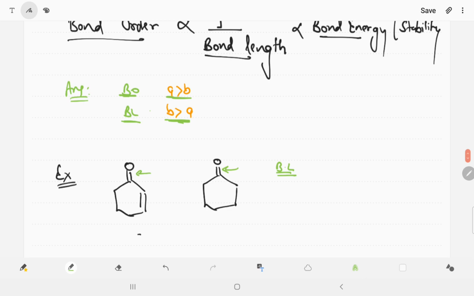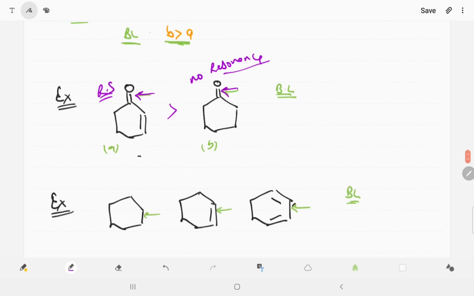Now in this question we have to find bond length. This is A, this is B. This will show resonance and this will not show resonance. In B there is a fully double bond character. In A sometimes it shows a single bond also. So bond length is more in A as compared to B because of resonance and no resonance. Resonance increases the double bond length but less than single bond.